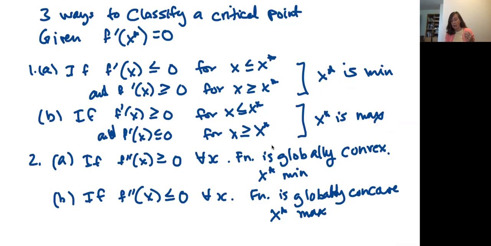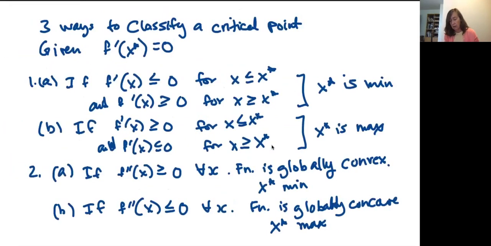If it's always non-negative, always greater than or equal to 0, that's a globally convex function, and if it has a critical point, that critical point can only be a minimum. If the function is globally concave, if the second derivative is always non-positive, less than or equal to 0, then any critical point that function has is going to have to be a maximum. So two ways to classify the critical points. Third way is to actually look at the second derivative at the critical point itself.